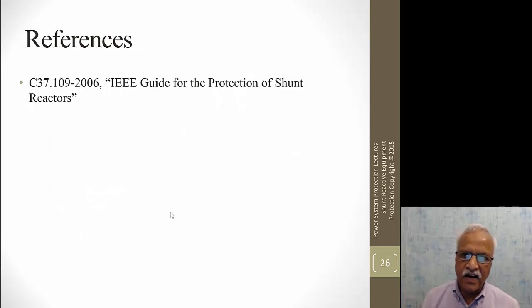The IEEE standard that discusses this in detail is C37.109. You can also look at the transformer protection guide. The reactor can be taken as a single winding transformer, and you can use the same protection methods that are discussed there.